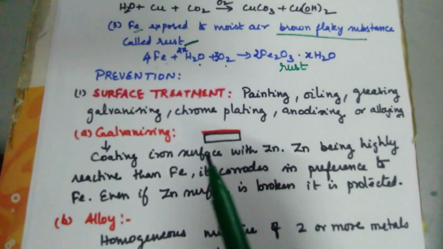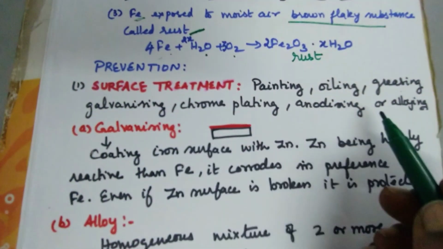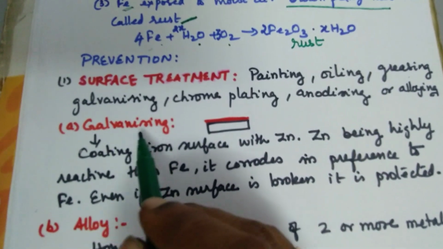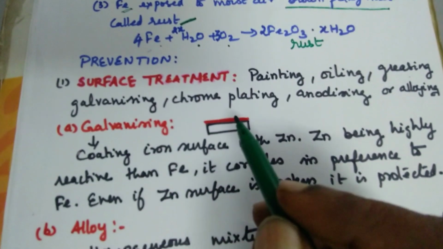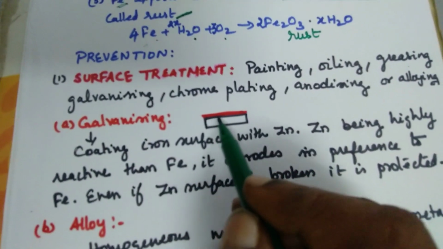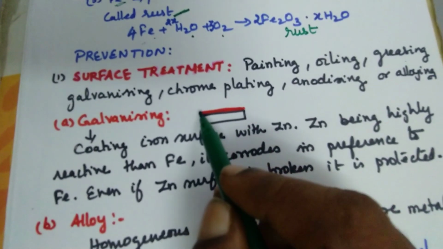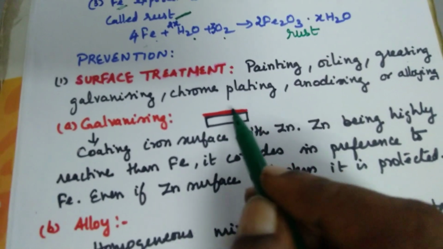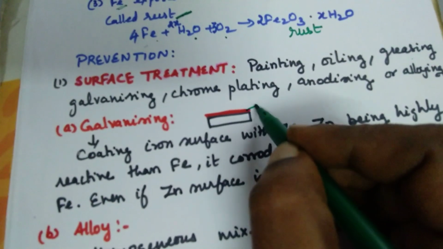We'll see these two in detail: galvanizing and alloying. What is galvanizing? Galvanizing is giving a coating on a metal. Consider this is your metallic surface, and we give a coating on the surface with a less noble metal.